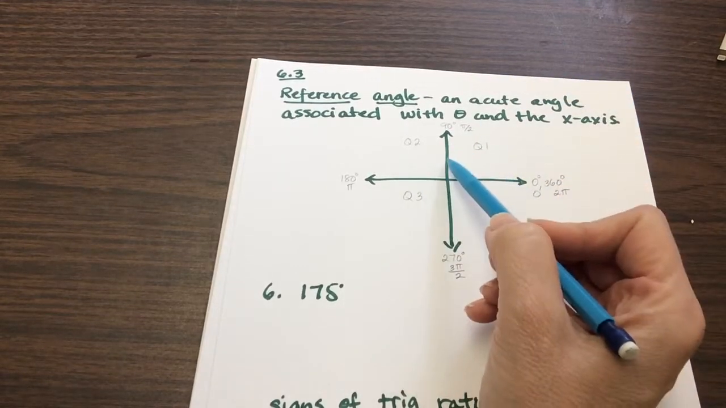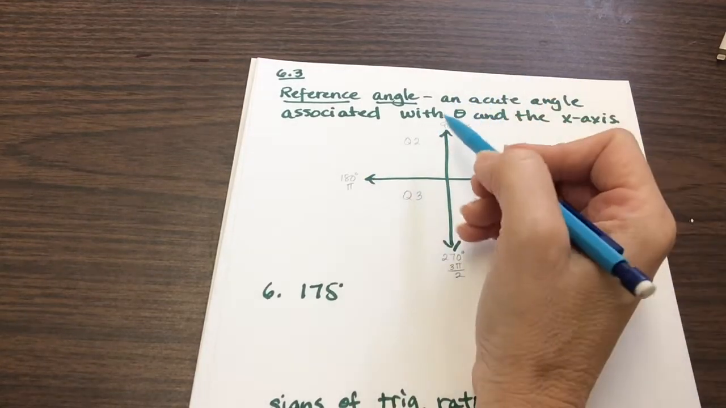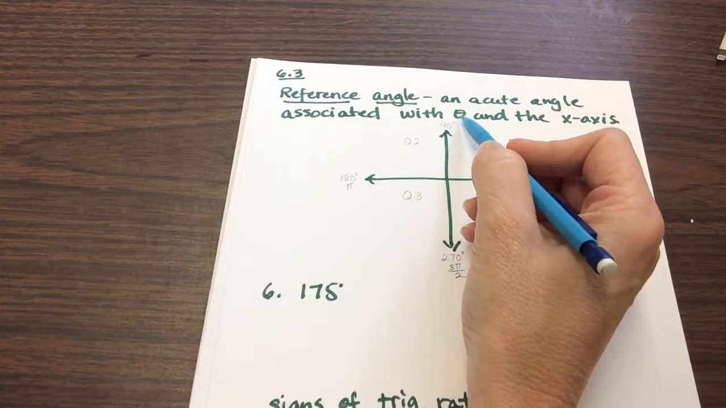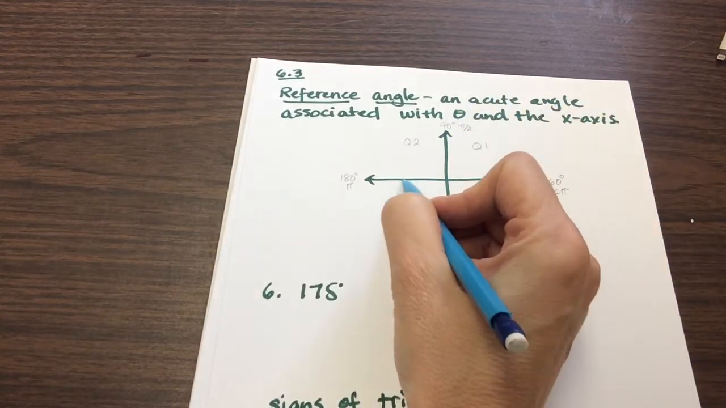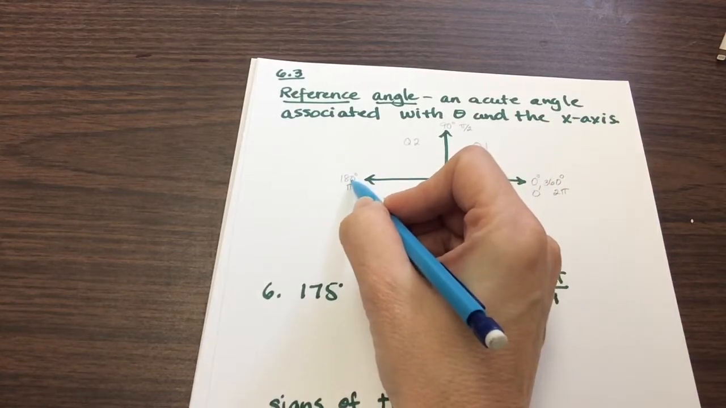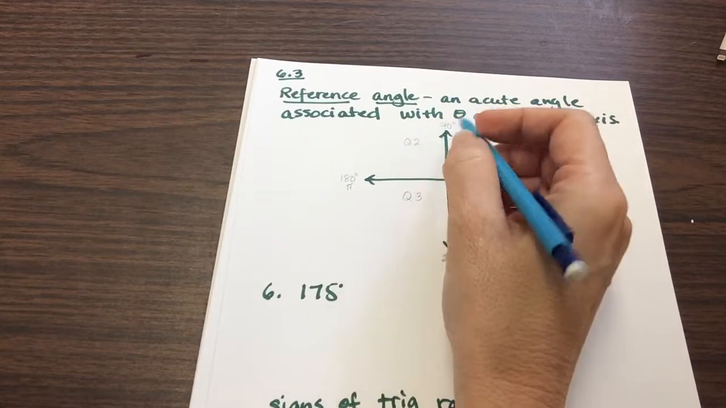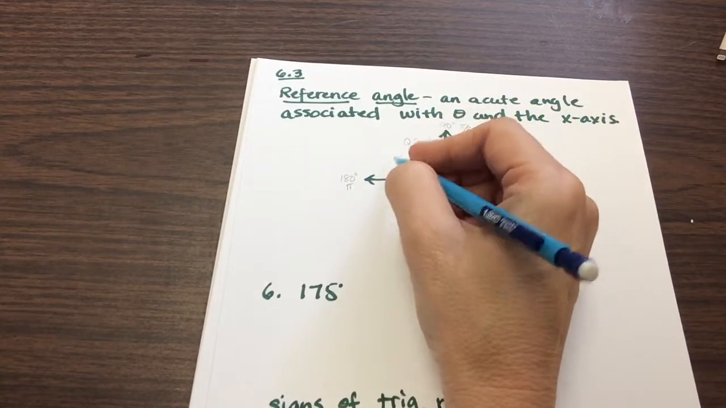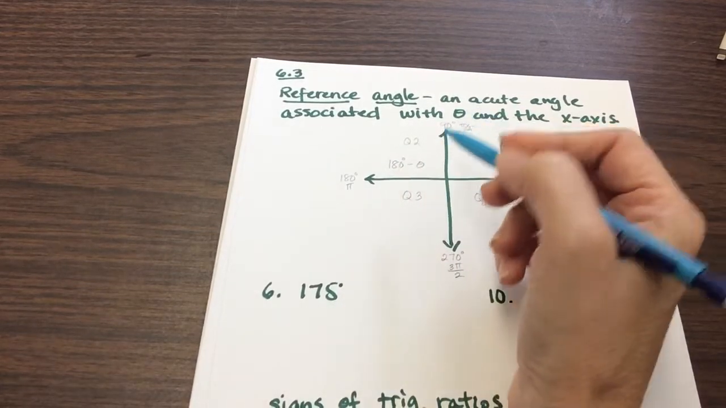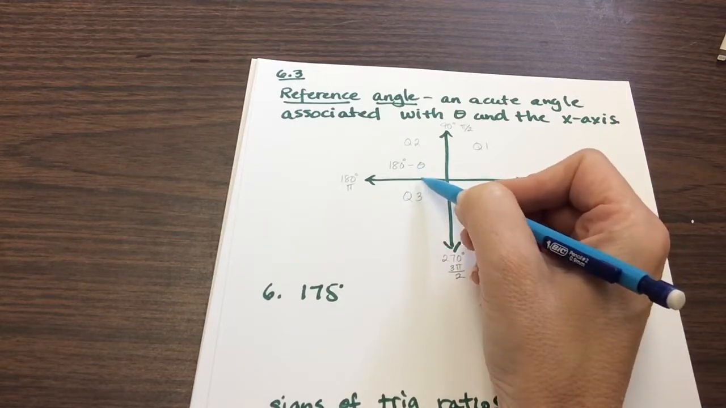If I'm in the second quadrant, this is between 90 and 180. So I'm looking for the reference angle, the acute angle associated with theta and the x-axis. My x-axis right here, what I'm associating that with is 180 degrees or pi. So if I've got theta, I'm just going to subtract theta from 180, and that's going to give me an acute angle. That's going to give me the reference angle.